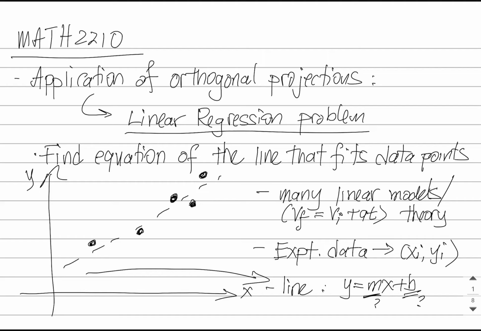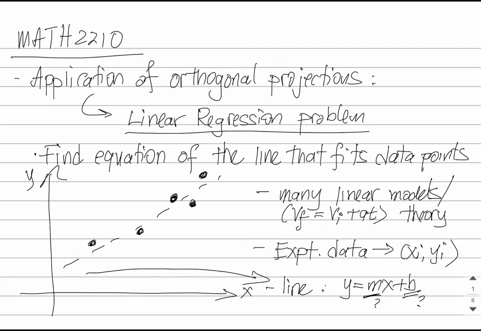We're going to talk about an important application of orthogonal projections. This is something called the linear regression problem. This kind of thing appears a lot in statistics and throughout all experimental branches of science. And basically the problem is to find the equation of the line that best fits your data points.